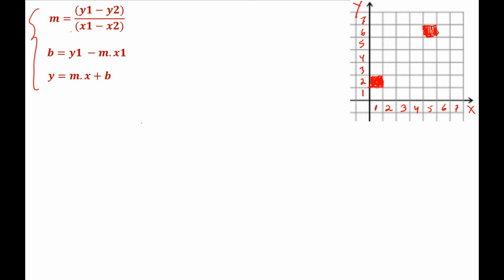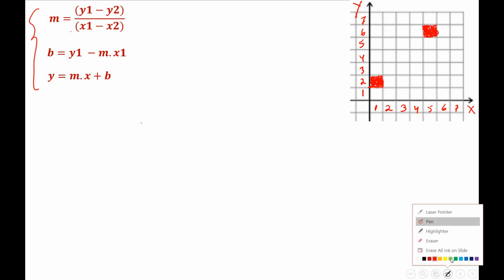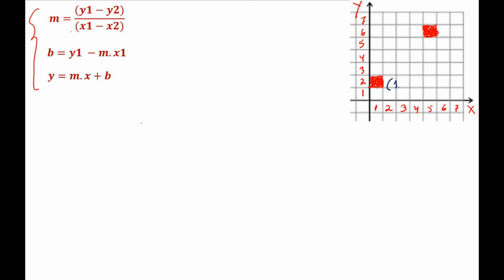Okay, this is our particular pixel. Now we have chosen two pixels. What are the coordinates of these two pixels? x1 is 1, y1 is 2. Here your x coordinate is 5, y coordinate is 6. This is your particular pixel.